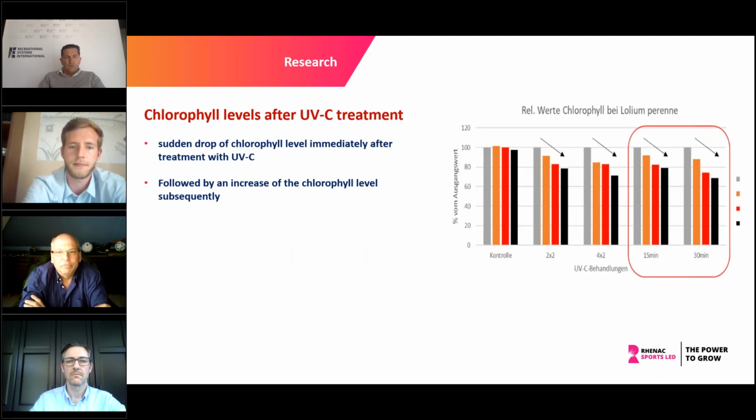So as I said, one of the markers that we follow is the chlorophyll levels after the UVC treatment, and we found that there is a sudden drop of chlorophyll level immediately after the treatment, which is logical because you attack the plant and it will actually retract its chlorophyll into the leaves. But we also found that it's followed by an increase of chlorophyll level subsequently. So after the treatment, it will drop, but it will come back stronger afterwards.